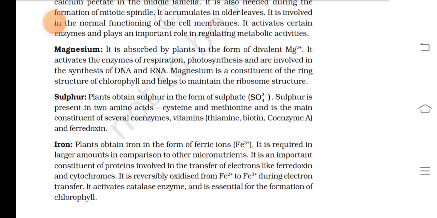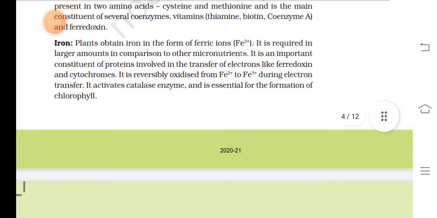Iron. Plants obtain iron in the form of ferric ions, that is Fe plus 3. It is required in a larger amount in comparison to the other micronutrients. It is an important constituent of proteins involved in the transfer of electrons like ferredoxin and cytochromes. It is reversibly oxidized from Fe plus 2 to Fe plus 3 during electron transfer. It activates catalase enzyme and is essential for the formation of chlorophyll.